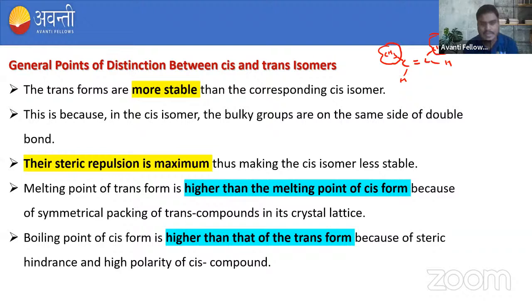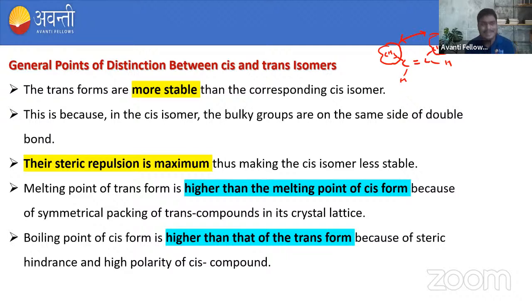Now their steric repulsion is maximum. So that's why their repulsion is more, right? They repel each other very strongly. So their steric repulsion is maximum, thus making the cis isomer less stable.